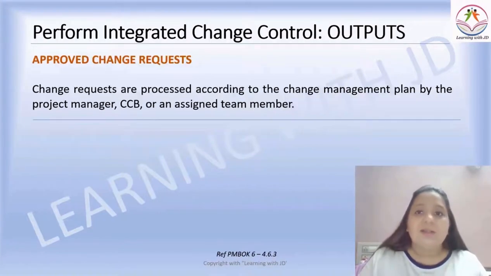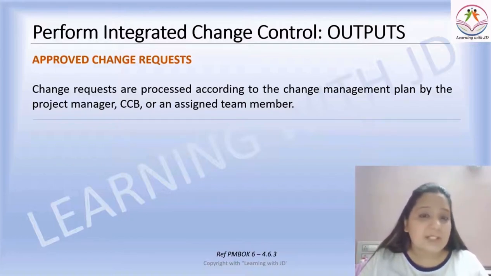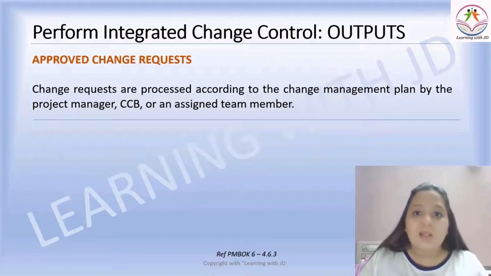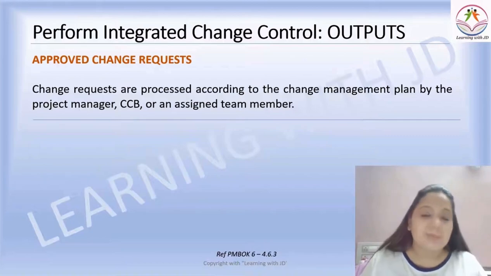Approved change requests. Now this is an output from perform integrated change control. Change requests are processed according to the change management plan. Remember that we prepared a change management plan during the planning process. Whatever has been mentioned in the change management plan, the changes will be approved accordingly. So change requests are processed according to the change management plan by the project manager, the change control board, or an assigned team member. Whoever is assigned for this specific work will be executing the changes that have been approved.